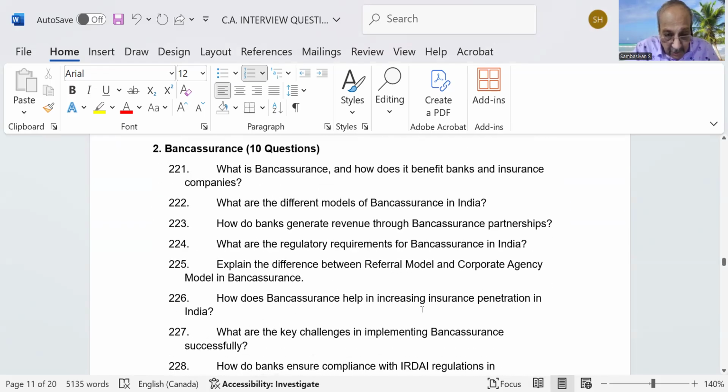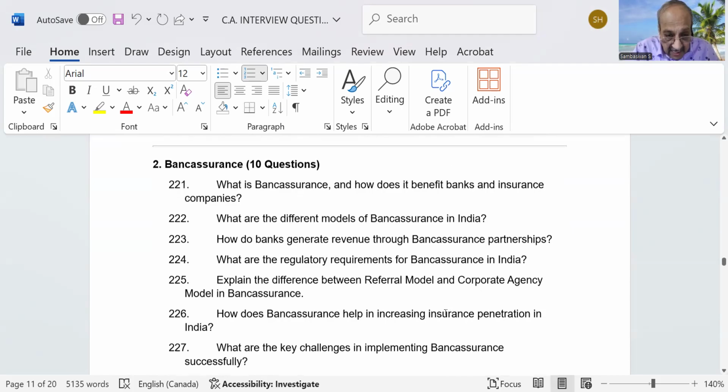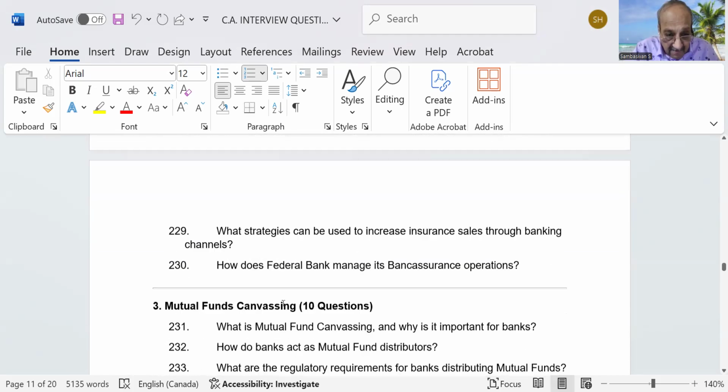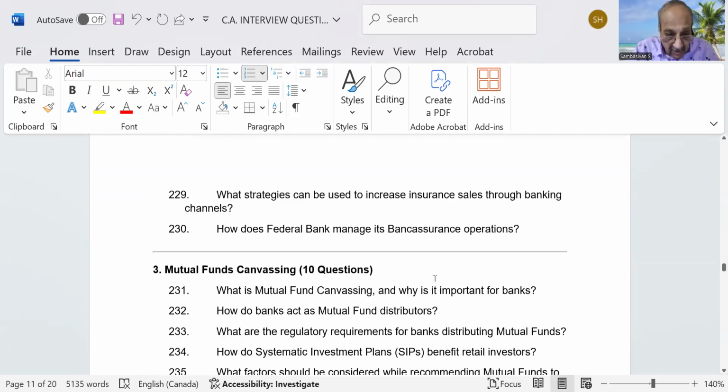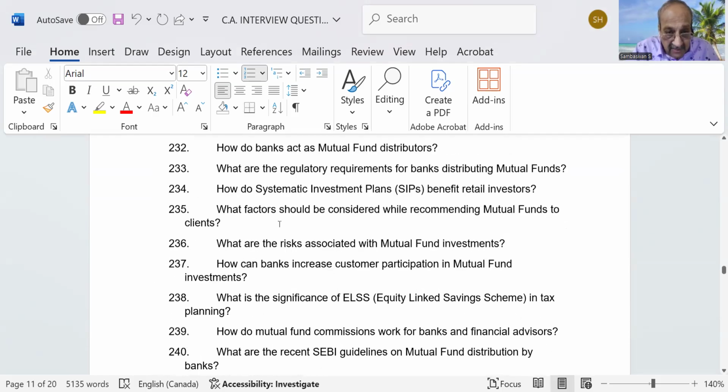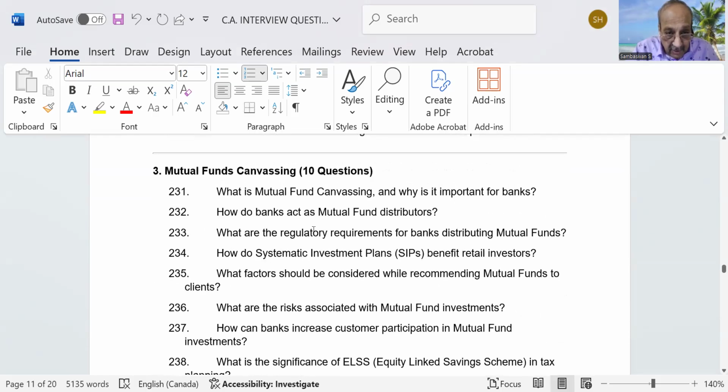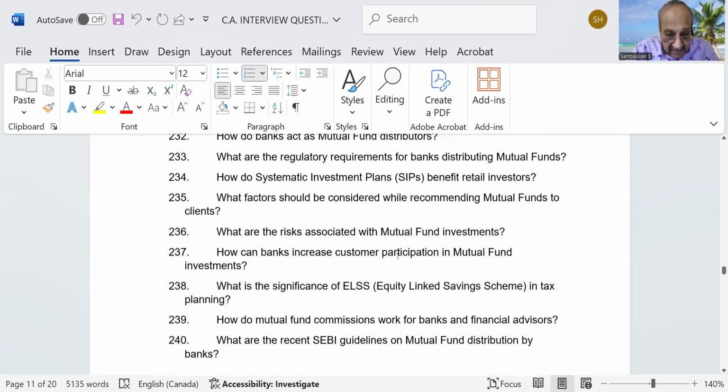Then how does bancassurance help in increasing insurance penetration in India? Then how does Federal Bank manage bancassurance operations? What is mutual fund canvassing and why is it important for banks?